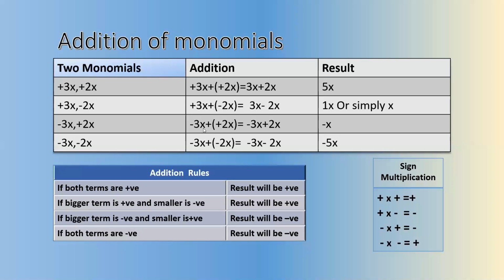Plus 2 is over there. So we get minus 3 plus 2, minus x. When the negative number is greater, the answer will be negative. Okay, the answer will be negative.